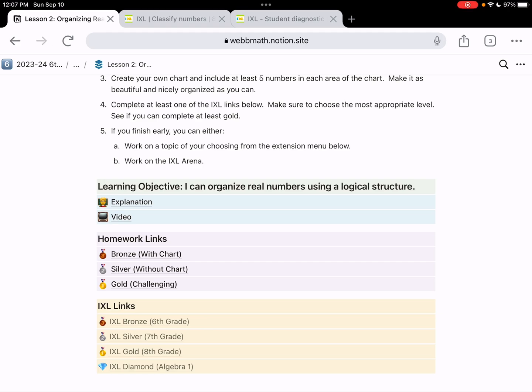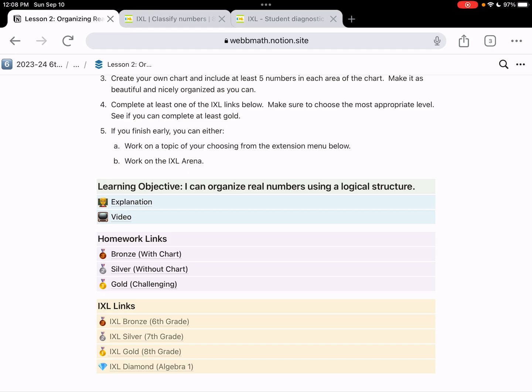And towards the bottom of the screen there in the yellow, you can see this is where we have our IXL links. And you can see there's a bronze, a silver, a gold, and a diamond. And you can also see the grade levels that those correspond to. So in class, we try to have something that's appropriate for every student. So some students are going to be a bit below grade level here. They might start out on the bronze link.